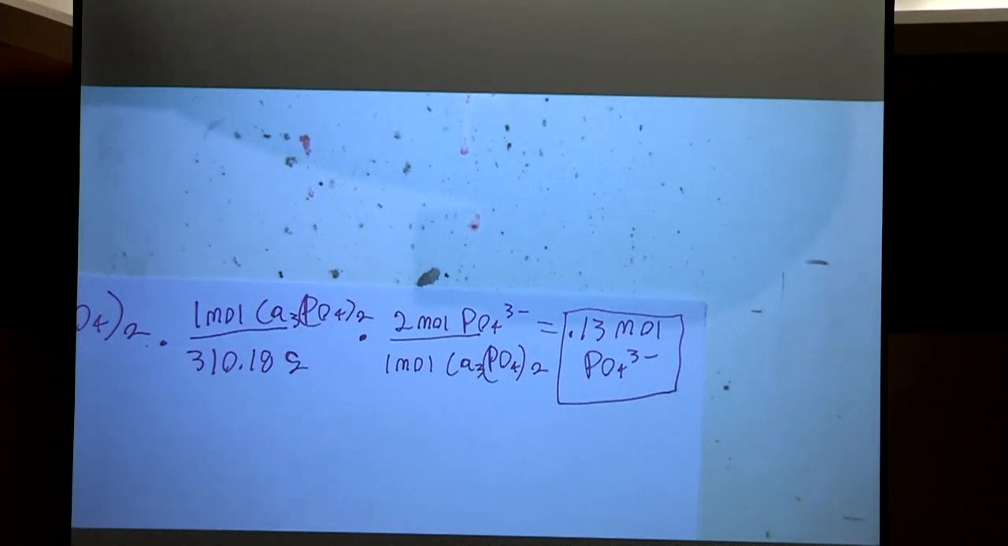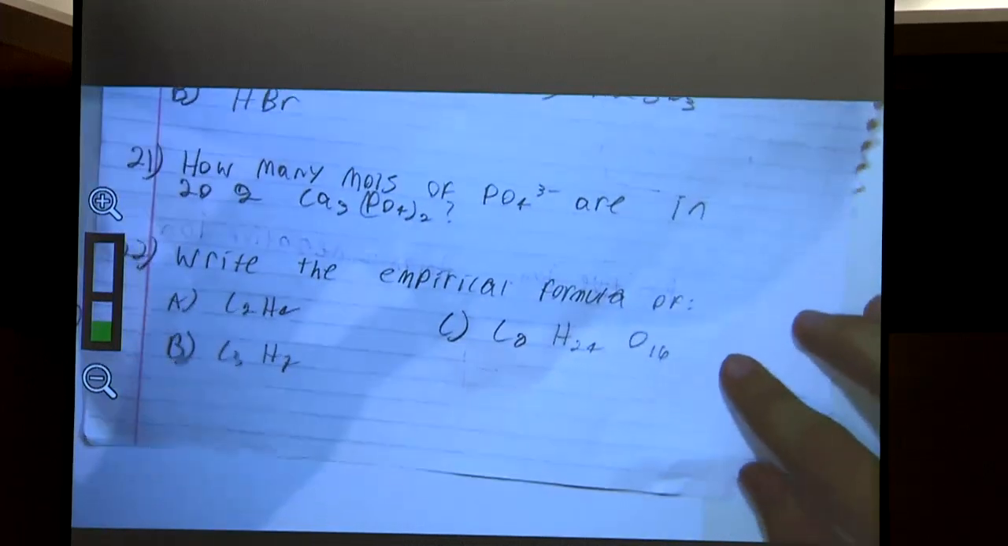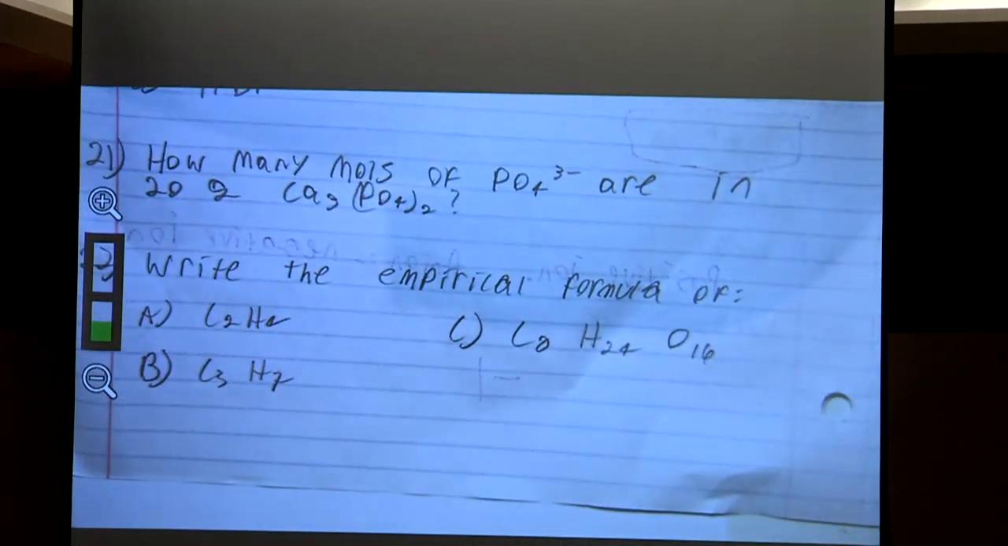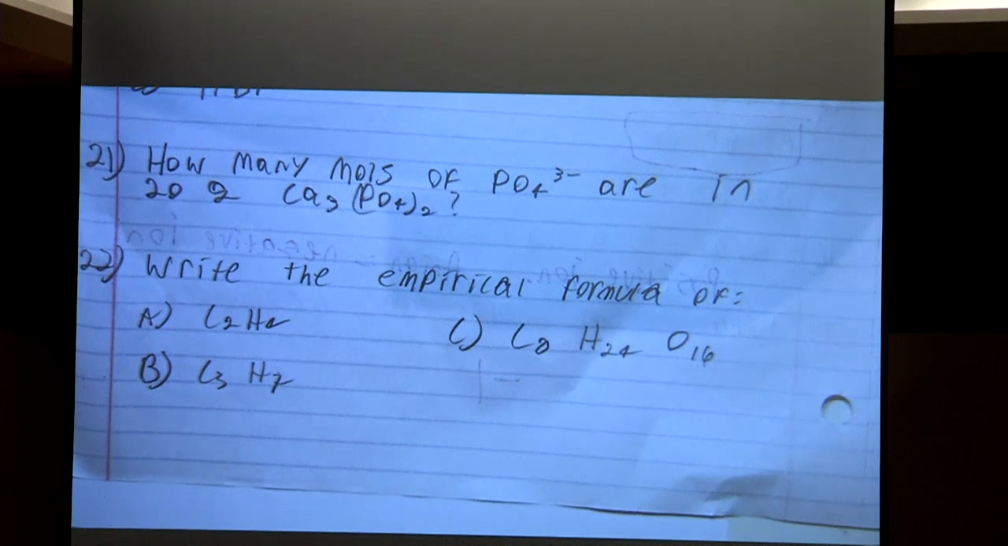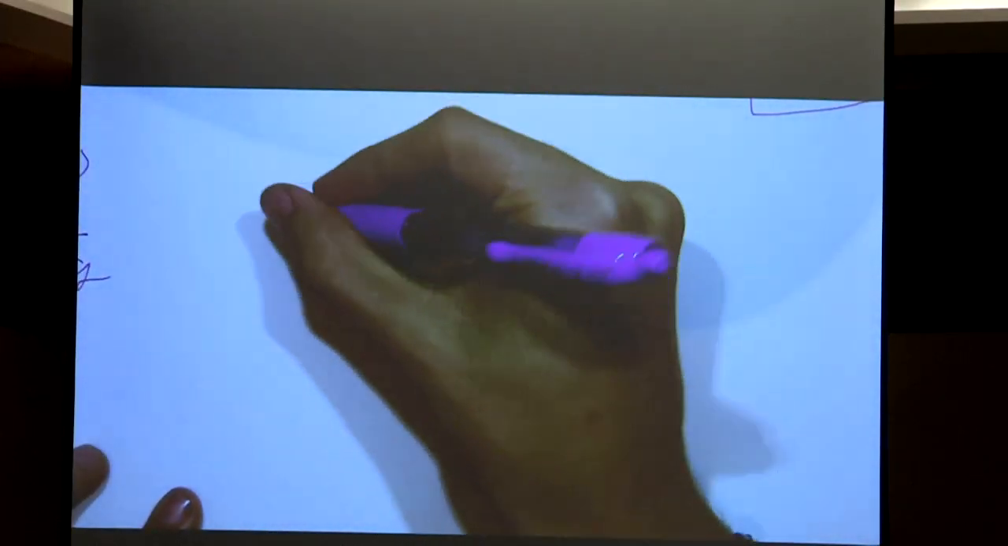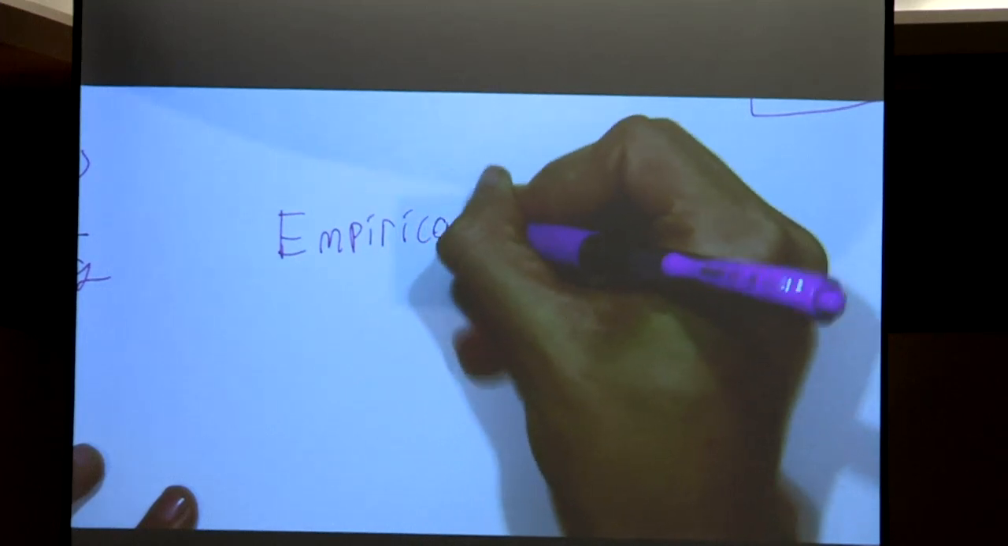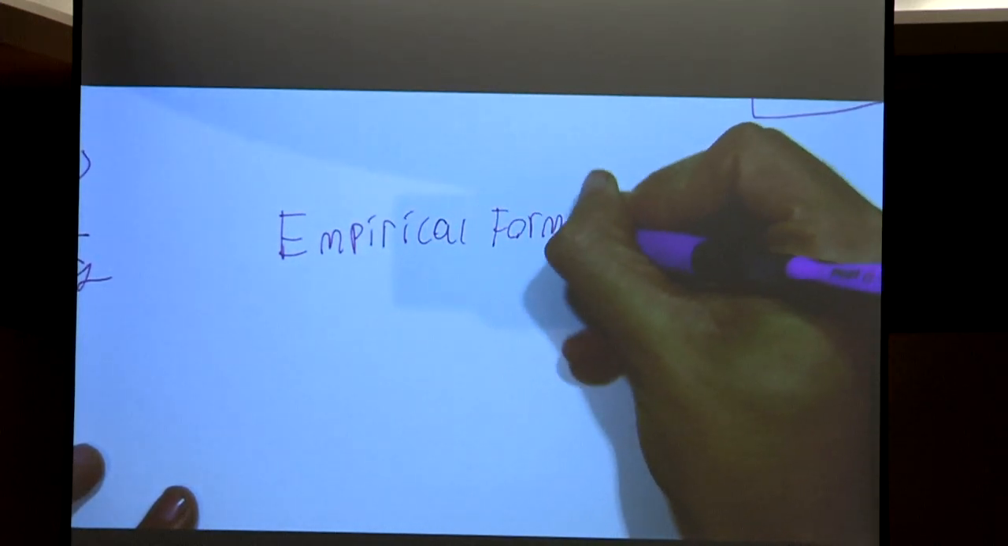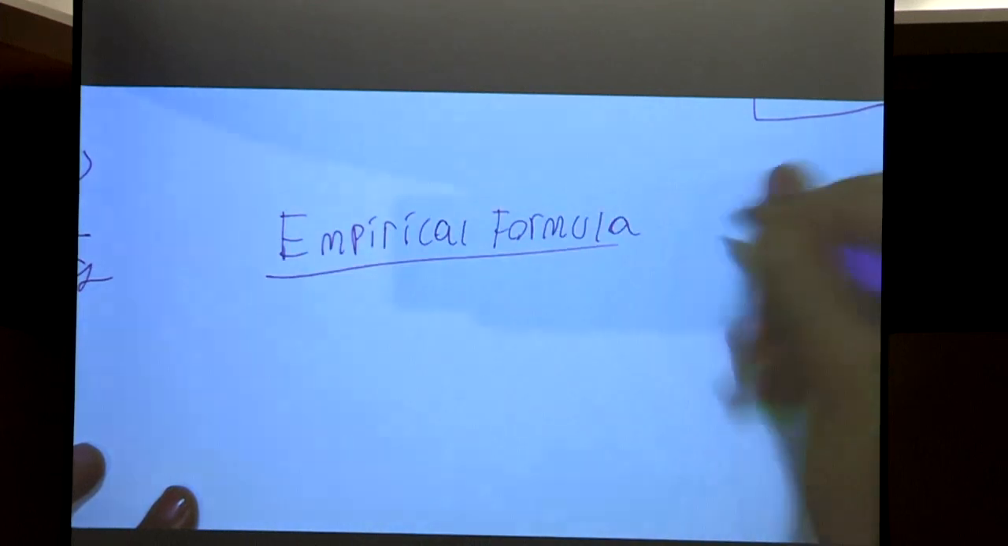Okay, for 22, we have, write the empirical formula of the following formulas. So remember, empirical formula is your lowest whole number ratio.